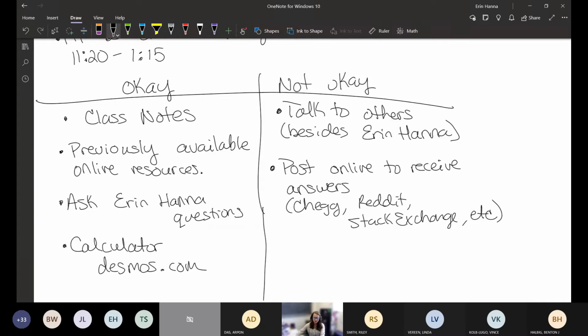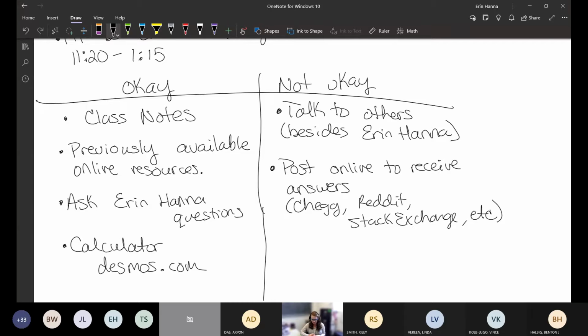So essentially, when I say previously available online resources, anything that at the start of the exam is already on the internet, you can use. So if you Google and find a very similar question, go ahead and try to use that to help you figure out how to do ours. But the actual exam questions aren't online anywhere.